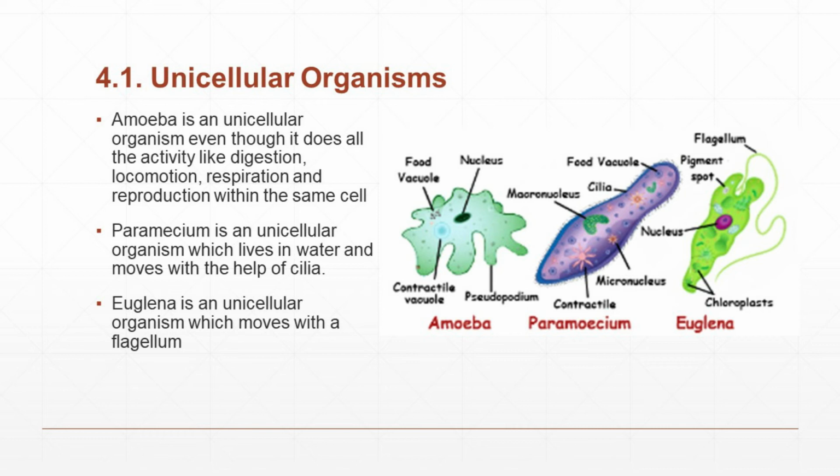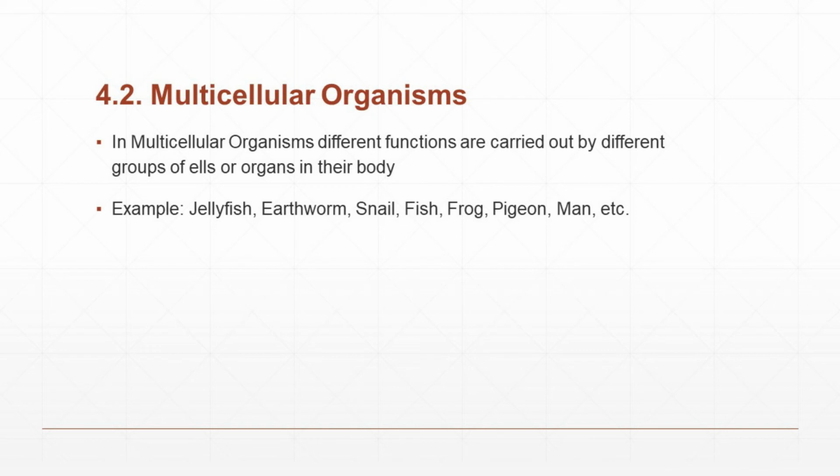Next example is euglena. The picture itself will show it is green in color because it has chloroplast. Chloroplast is found only in plant. Here, this organelle is given in green color. It has one thread-like structure. In the front, you can see one long thread-like structure. This will help euglena to move. Euglena is also a unicellular animal which moves with the help of flagellum. When you go to higher class, you learn more about all these unicellular organisms.